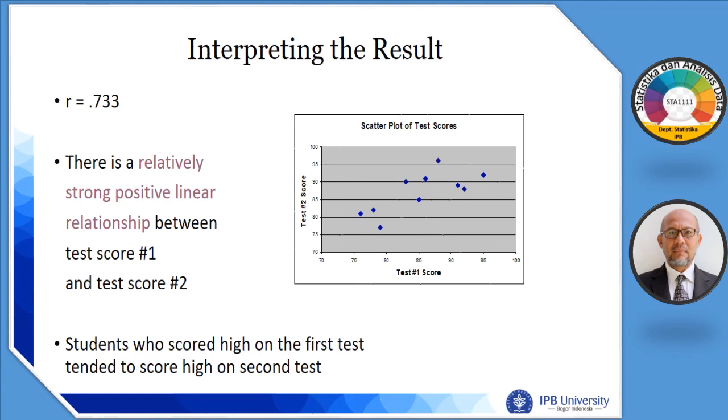So based on the scatter plot and the calculation, the Pearson correlation is 0.733, and with a scatter plot like that, you can interpret it like this. For example, there is a relatively strong positive linear relationship between test score 1 and test score 2. That means students who score high on the first test tend to score high on the second test. So this is the interpretation between the first variable and the second variable.